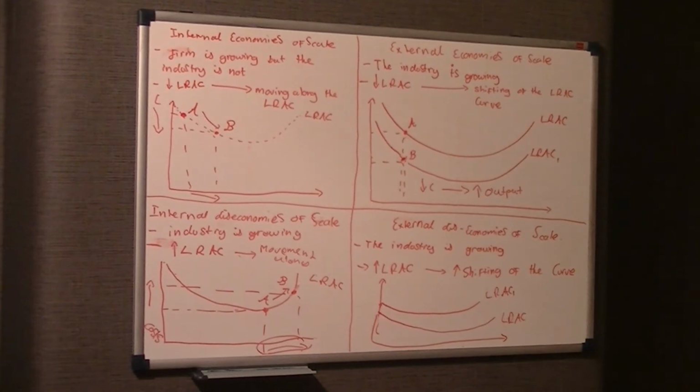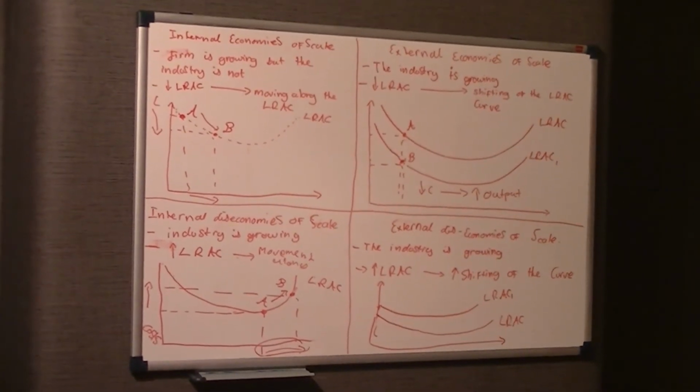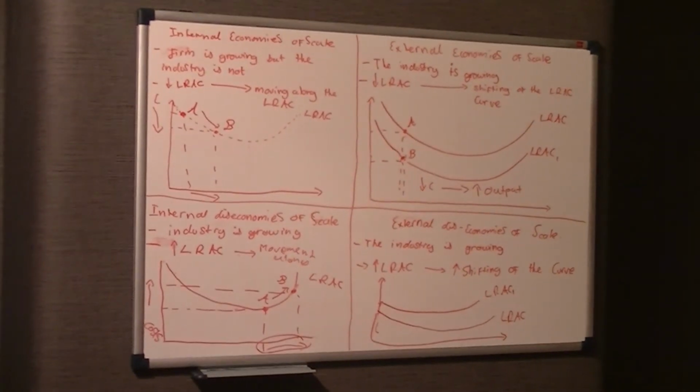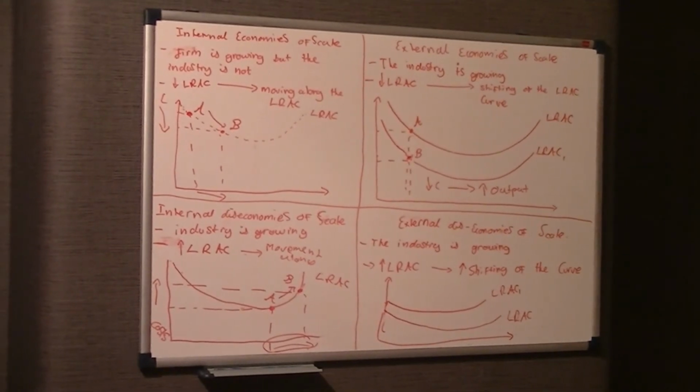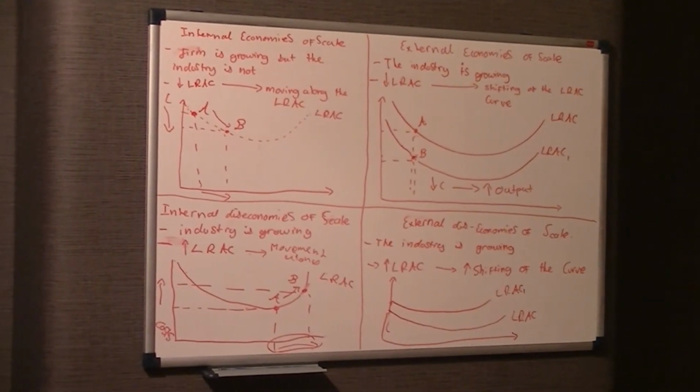So we talked about the internal, so a few things to pick up from these diagrams. The internal is where there's actually a movement along the curve, it's not shifting. And obviously the external is where the curve shifts, and that's because the external is where the industry is changing, but where the firm is changing in the internal, because we're concerned with the inside of the business, and the external is the outside of the business. The internal doesn't shift the curve, but the external does. And then we correspond it with our economies of scale.